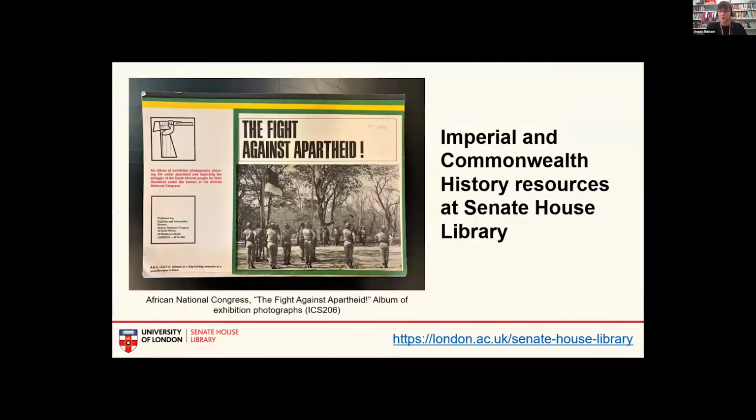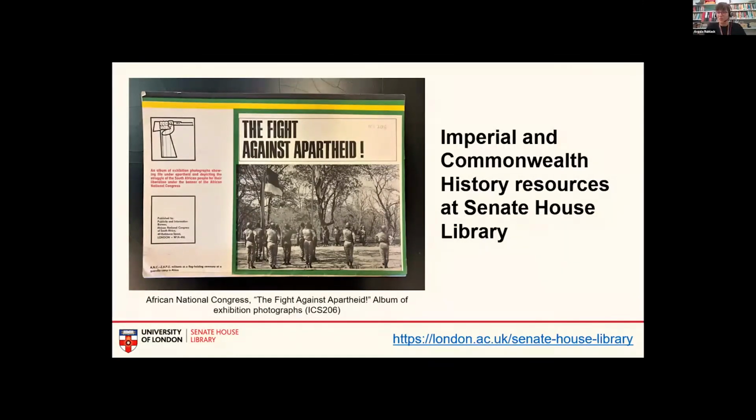Hello everyone. Thanks for staying on for the second part. This second part is really all about the various library and archive resources that we have at Senate House Library and the Institute of Historical Research that you can use to do your research into the history of the Commonwealth and the British Empire. So what I'm going to start off with is the holdings at Senate House Library, which does include the Institute of Commonwealth Studies Library and Archive.